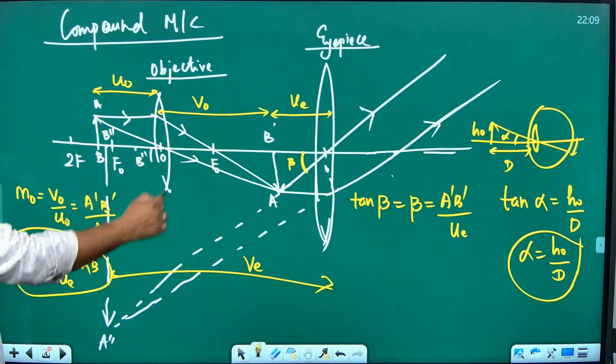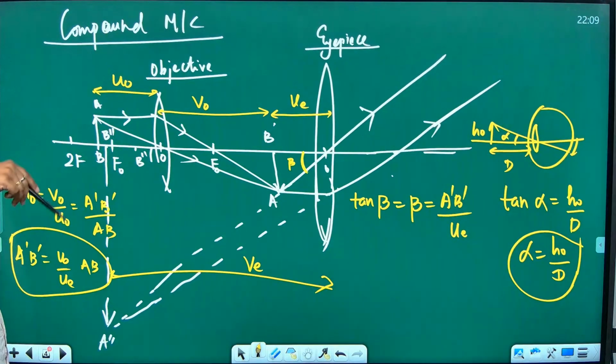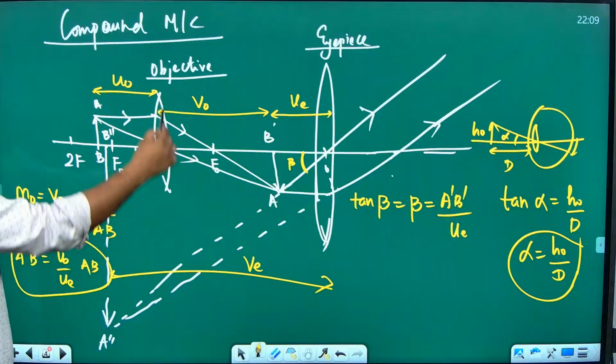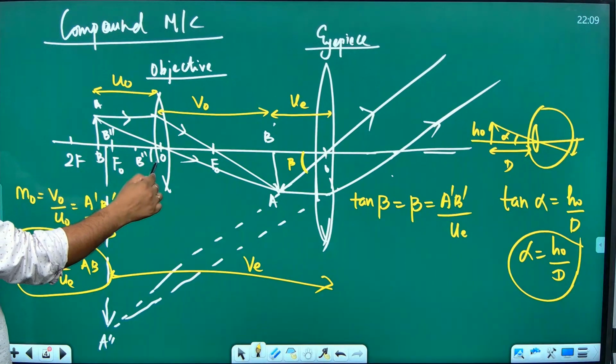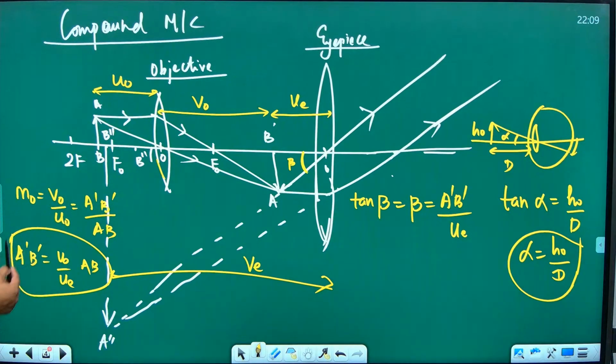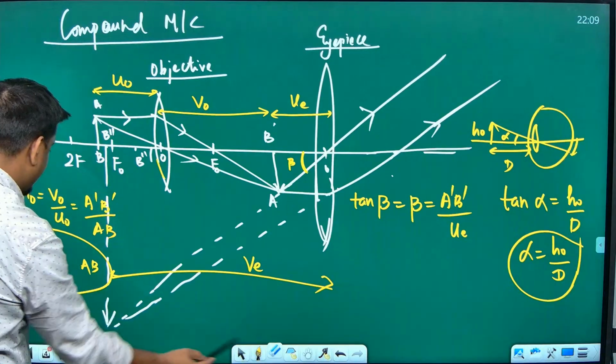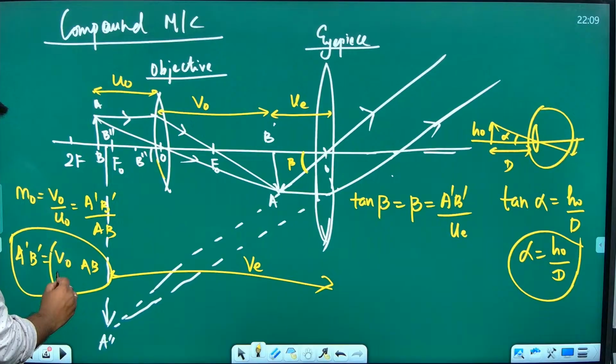Magnification of the objective means V by U, VO by UO. That will become equal to HI by HO. HI for the objective is A dash B dash, and HO for the objective is AB. So, I hope you are understanding how I got this A dash B dash as VO by UO into AB, isn't it?